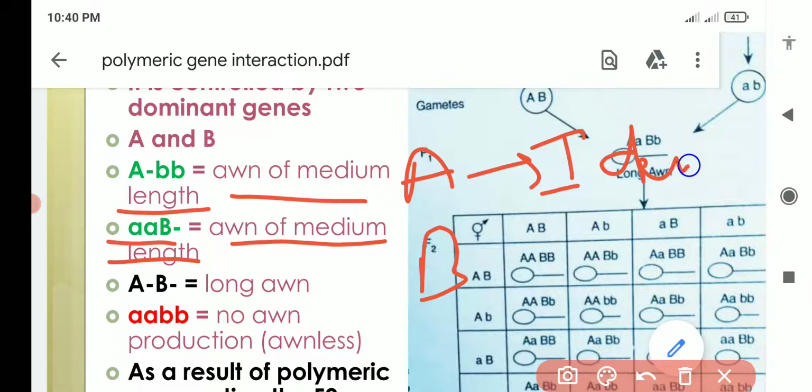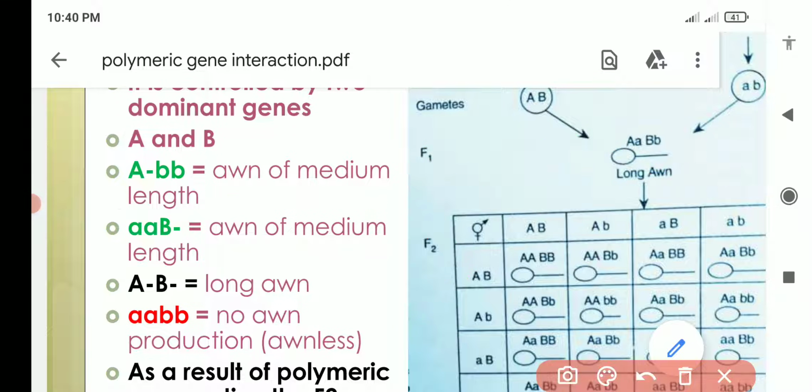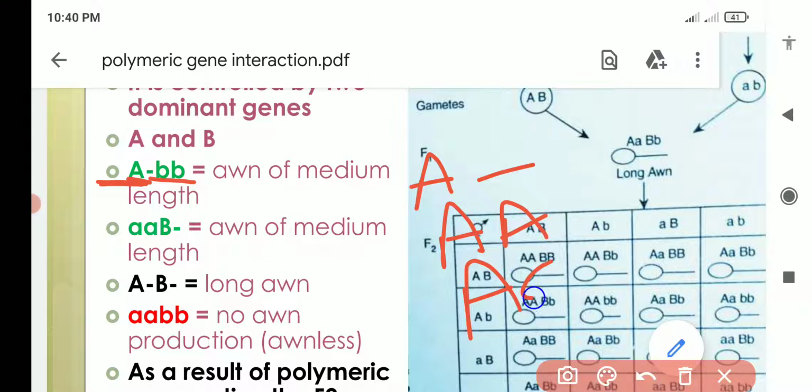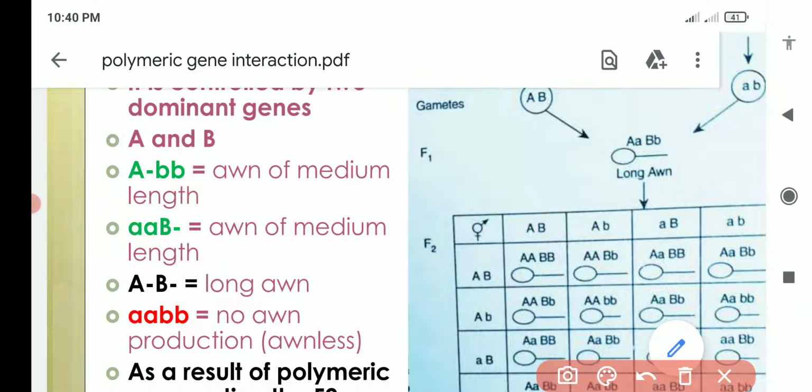Whenever they are present alone with recessive alleles of the other gene, they will produce the identical phenotype. So whether capital A is present with small b, this dash in A dash means it may be capital A or capital A small a, then medium length awn will be observed.